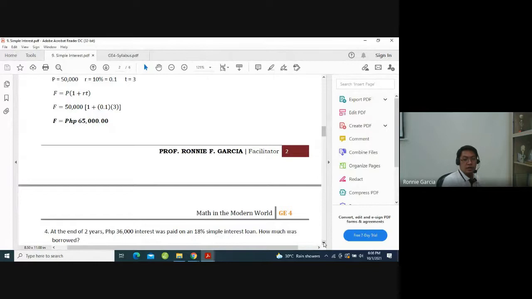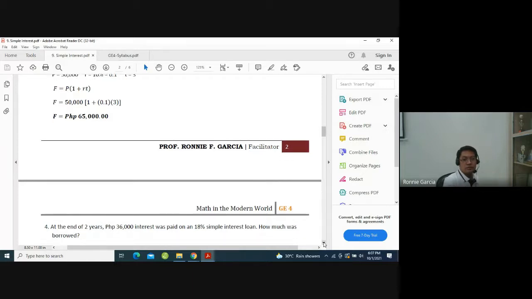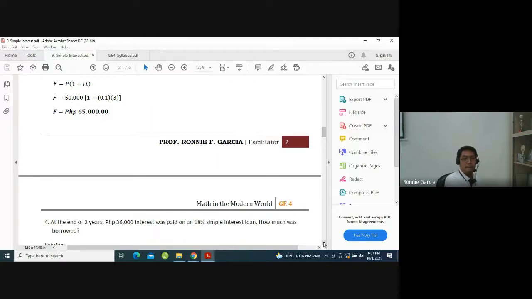At the end of 2 years, 36,000 pesos interest was paid on an 18% simple interest loan. The question is, how much was borrowed? Go. How much was borrowed? So what is asked in the problem? I am waiting for your answers. The first answer is from Quabo. It's 648, he says, was borrowed.